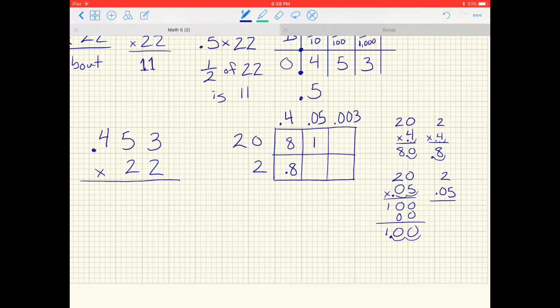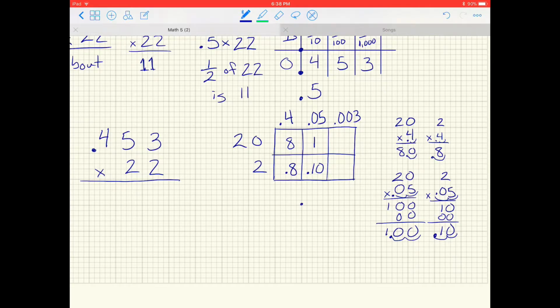Now 2 times 5 hundredths, 2 nickels. What am I going to get? It's going to be 10 cents, right? Or 1 tenth. Here, I'll do the zeros for you. It doesn't matter though, right? So 0.1, 10 cents, or 10 hundredths if you like. I'm just going to write 10 hundredths over here in the box. Now I am moving over to do 3 thousandths times 20.